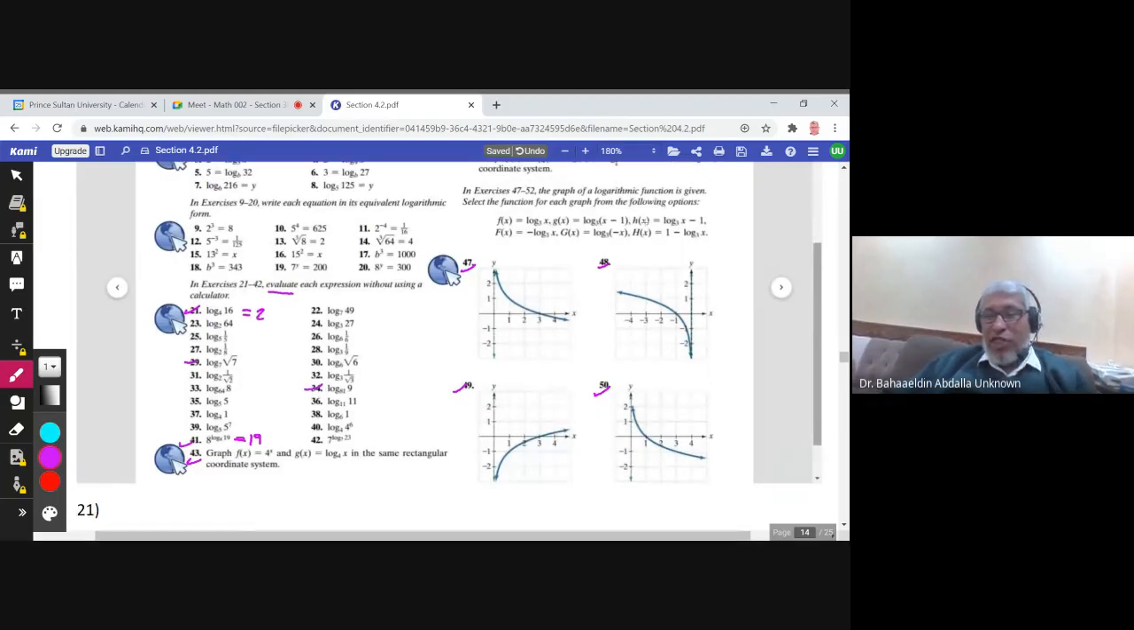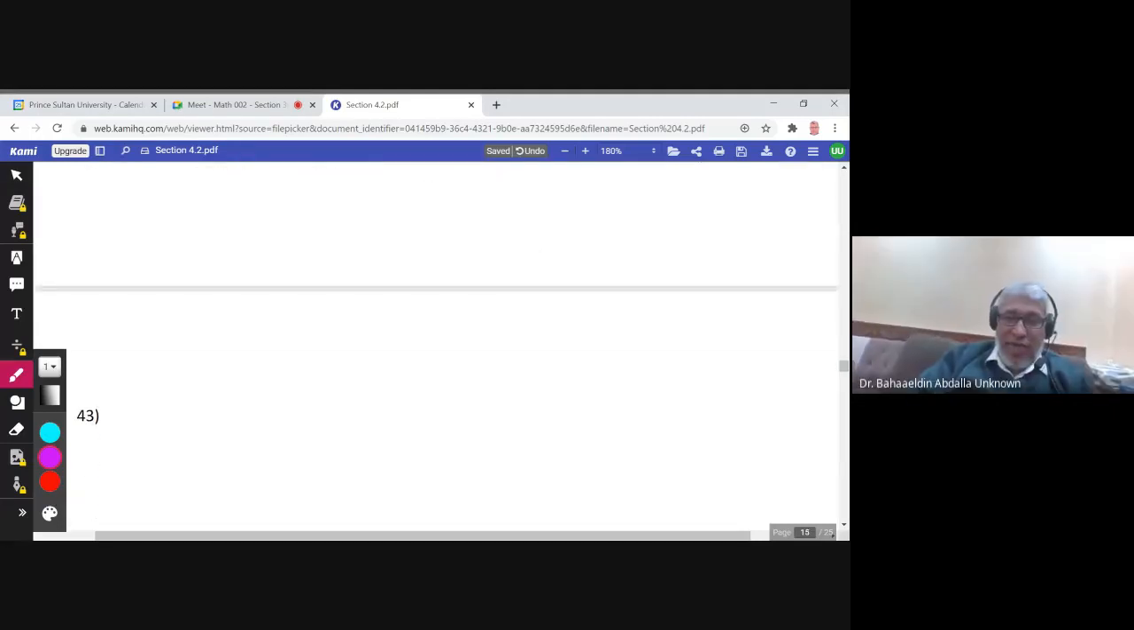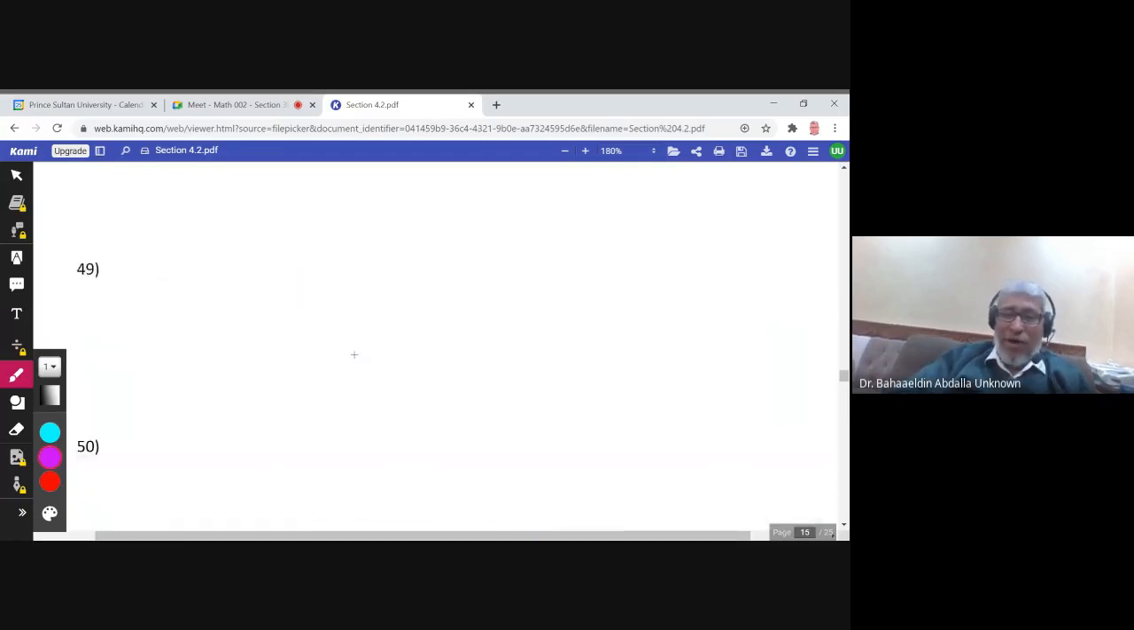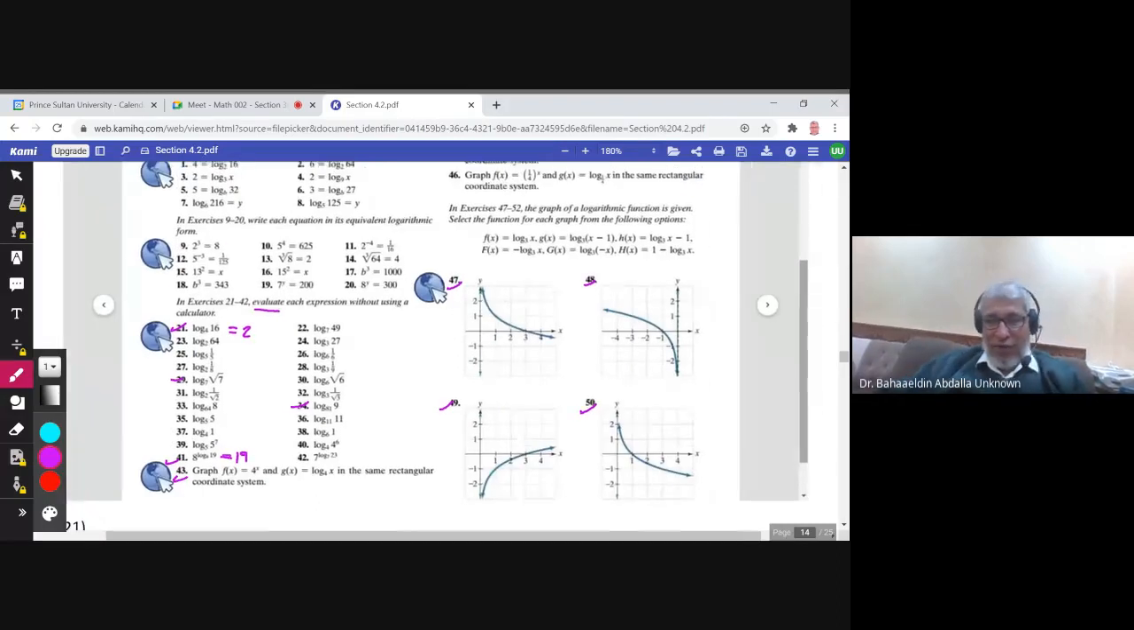What about h of x, log x to the base 3 minus 1? Here the 1 is outside, so it means 1 unit down. We need to take this graph, 52, 1 unit down. The vertical asymptote will not change. I will have the point 1 and negative 1. So where is the graph of h of x? h of x is this one. This is the graph of y equals log x to the base 3 minus 1, because the 1 here means 1 unit down.